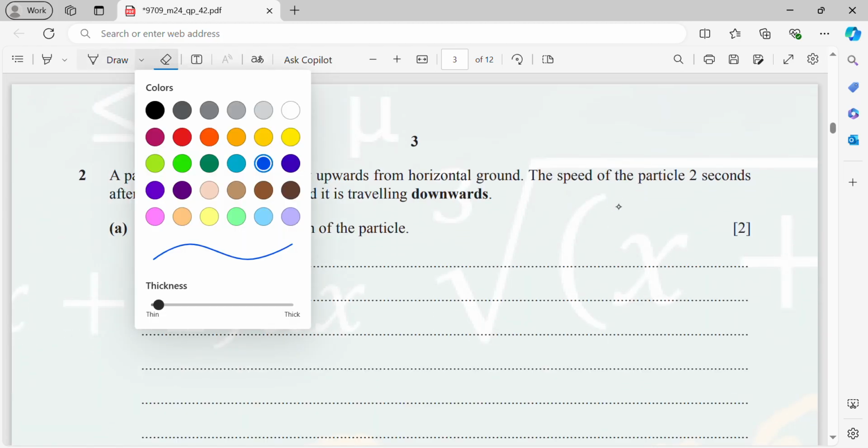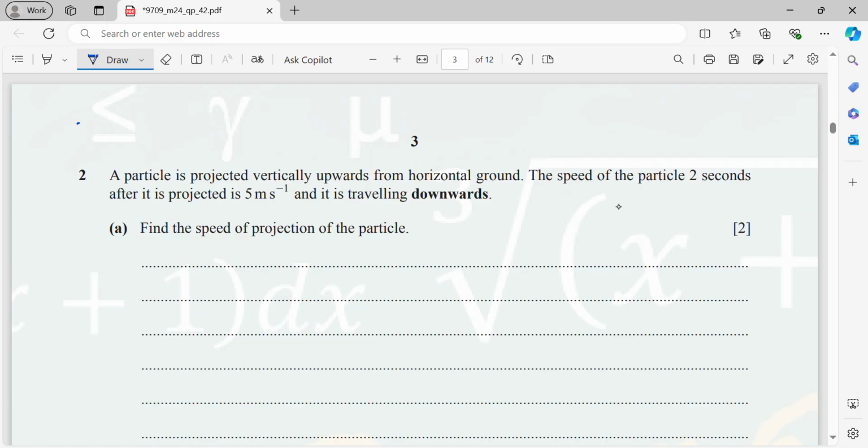Okay, now for question number 2, a particle is projected vertically upwards from the horizontal ground. The speed of the particle 2 seconds after it is projected is 5 meter per second, and it is traveling down. So A, find the speed of projection of the particle, which means the particle is projected upwards. Then when t equals 2, the v is 5 meter per second and it is traveling downwards.